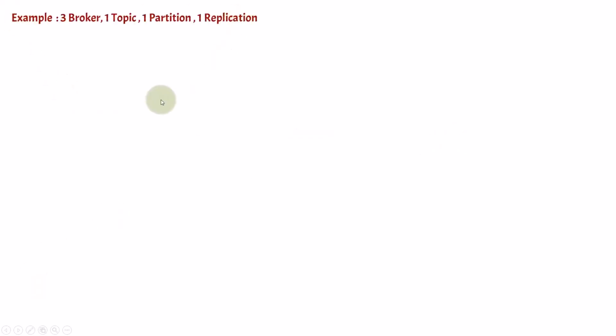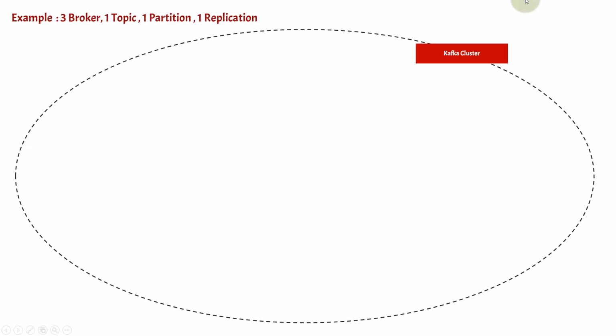We are taking an example where there are 3 brokers, which means there is a Kafka cluster which consists of 3 brokers. For these 3 brokers we are taking a single topic, and that topic has a single partition and the partition has a single replication. So let's say this is a Kafka cluster. This boundary defines the Kafka cluster and you have broker 1.